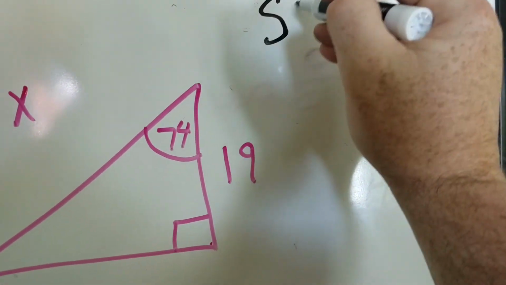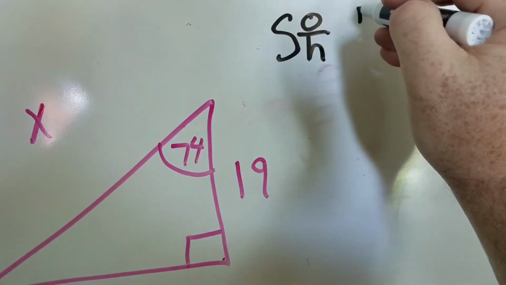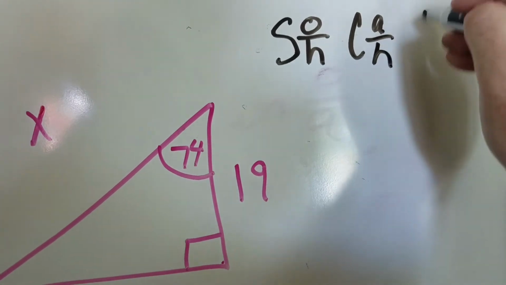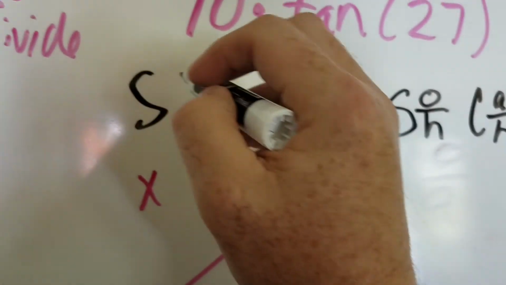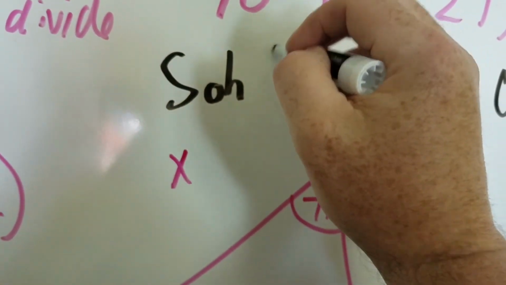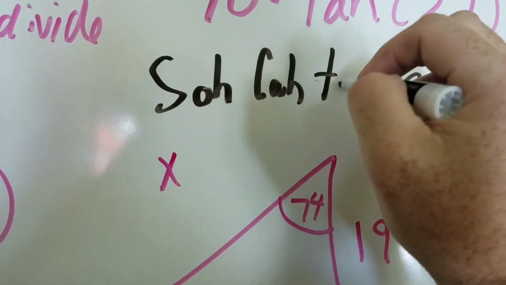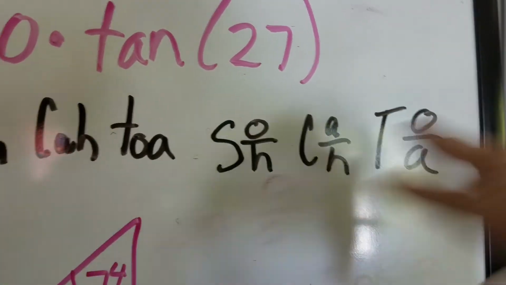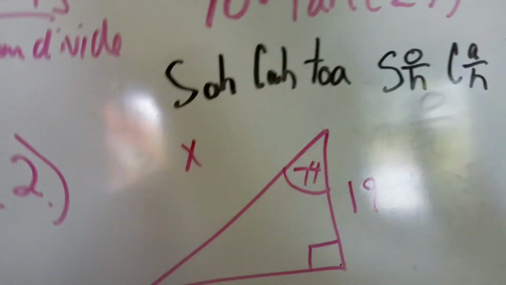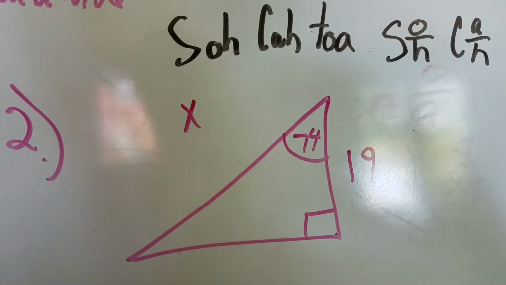Soh, Cah, Toa. Soh Cah Toa. Usually you see it like this, but then I write it like this: HO, A, H. So you guys are all set up for the fractions, ready to go. We don't have to mess around with it. So the first thing you have to do is go, okay, well, how do I find these?